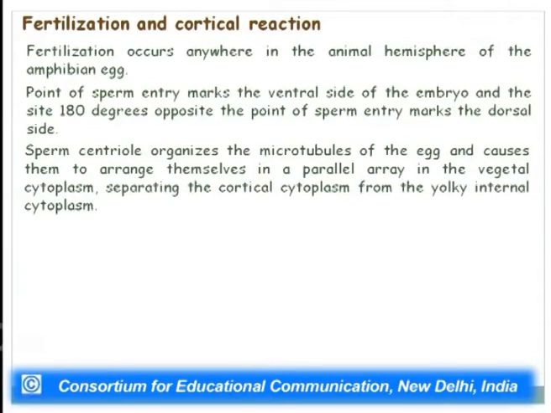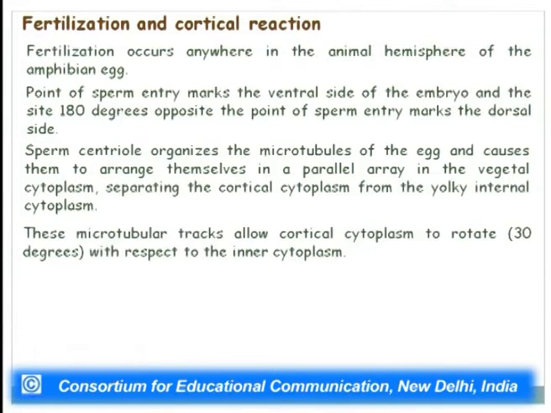The sperm centriole, after entering the egg, organizes the microtubules of the egg and causes them to arrange themselves in a parallel array in the vegetal cytoplasm, separating the cortical cytoplasm from the yolky internal cytoplasm. So the sperm centriole organizes the microtubules in a manner so that there is a difference in the organization of the cortical or peripheral cytoplasm and the internal cytoplasm, which is yolk laden. These microtubular tracts allow the cortical cytoplasm to rotate about 30 degrees with respect to the inner cytoplasm, and this is called the cortical rotation.